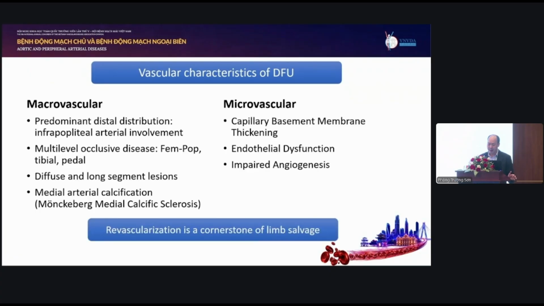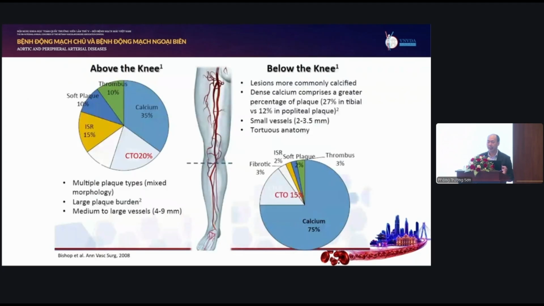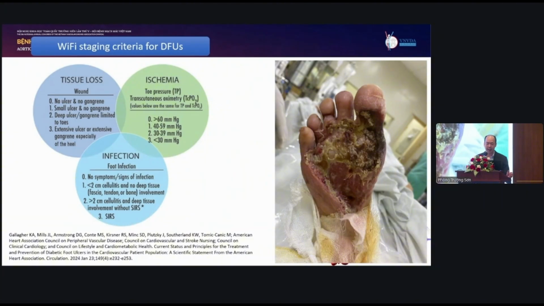Let's see the pictures. It's quite different between above and below the knee lesions. Above the knee, the nature of the lesion is varied: CTO, calcium, thrombus, soft plaque. But below the knee, most of the lesions are calcium, more than 75%. So when we are doing BTK intervention, we are facing hard rock lesions. You also know that there is the WIfI staging for DFU, including tissue loss, ischemia, and infection.